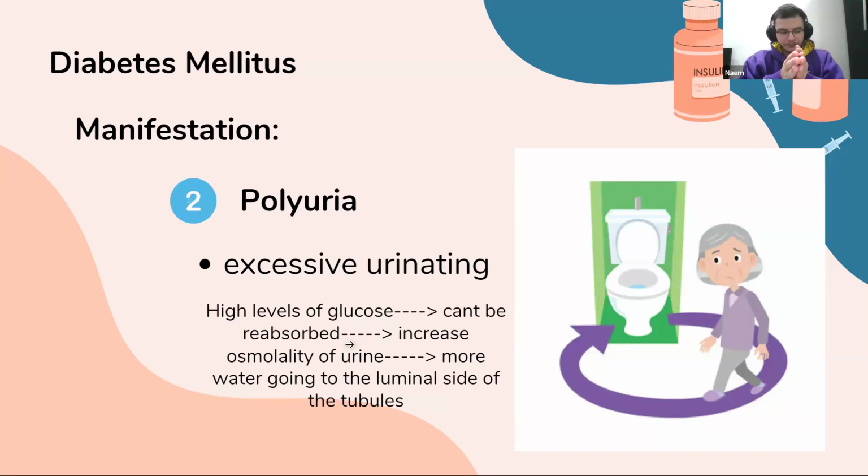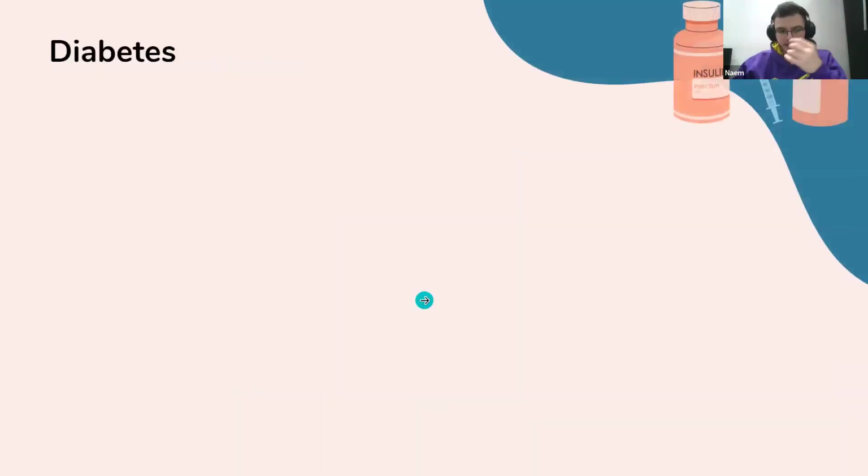Is this clear? Is it clear why they have polyuria? Okay. So same thing. In the first one, it was because you have high levels of glucose in the blood, so hyperosmolality in the blood. This one, high glucose in the urine, so hyperosmolality in the urine, which means attracting more water. Okay, let's go to the next slide.